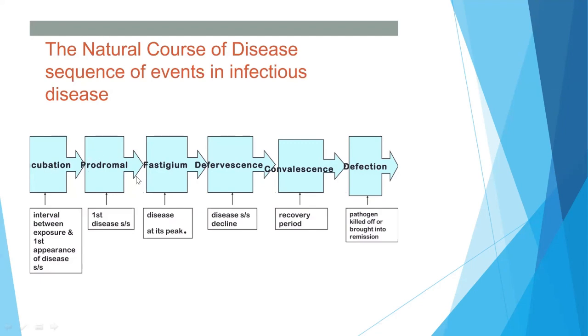Then there is the prodromal phase, where the first disease signs and symptoms occur. Then there is the fastigium phase, where the disease is at its peak. And then there is the defervescence phase, where the disease signs and symptoms begin to decline. And then there is the convalescence phase, which is the recovery period, when the body is recovering from the infection. And then there is the defection phase, when the pathogen is killed off or brought into remission. So this is the natural course of disease, the sequence of events in infectious disease.